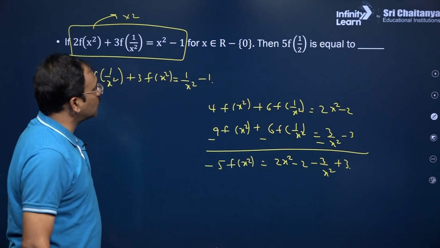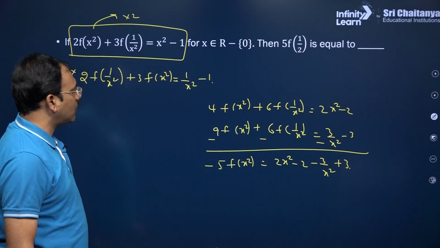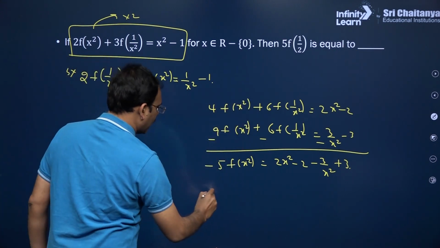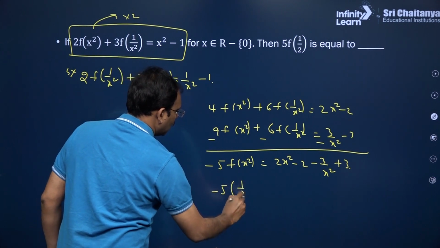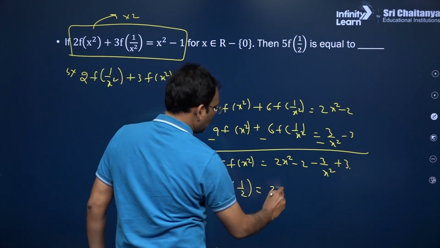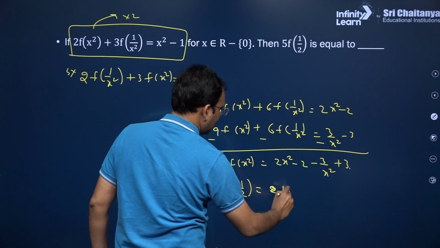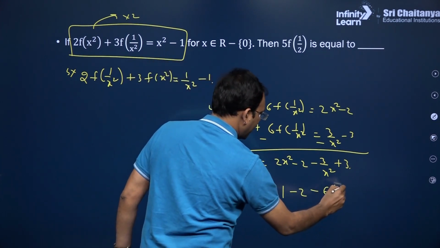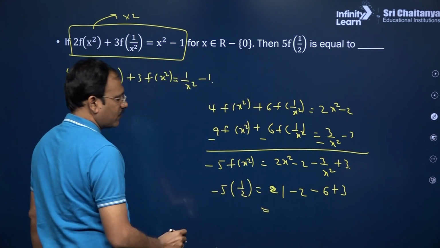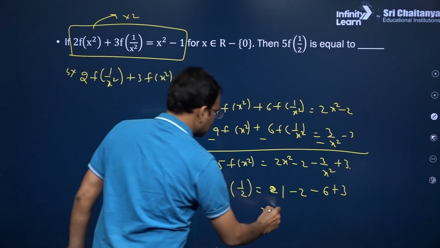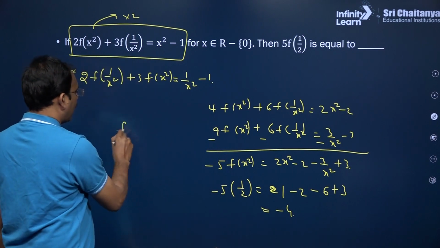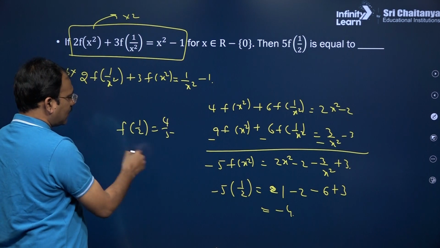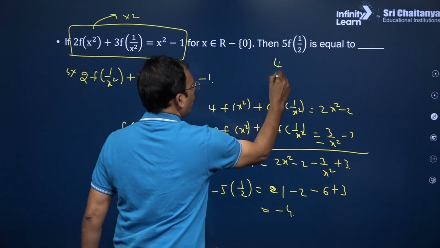Right. I just want f of 1 by 2, my dear friends. Wherever x square is there, you replace f of 1 by 2 minus 5 into f of 1 by 2. This 2 into 1 by 2 will become 1 minus 2. This is 1 by 2, means minus 6 plus 3, which is going to be, my dear friends, 4 minus 8, which is minus 4. So, f of 1 by 2 is 4 by 5, my dear friends. Of course, 5 times f of 1 by 2 will become 4.